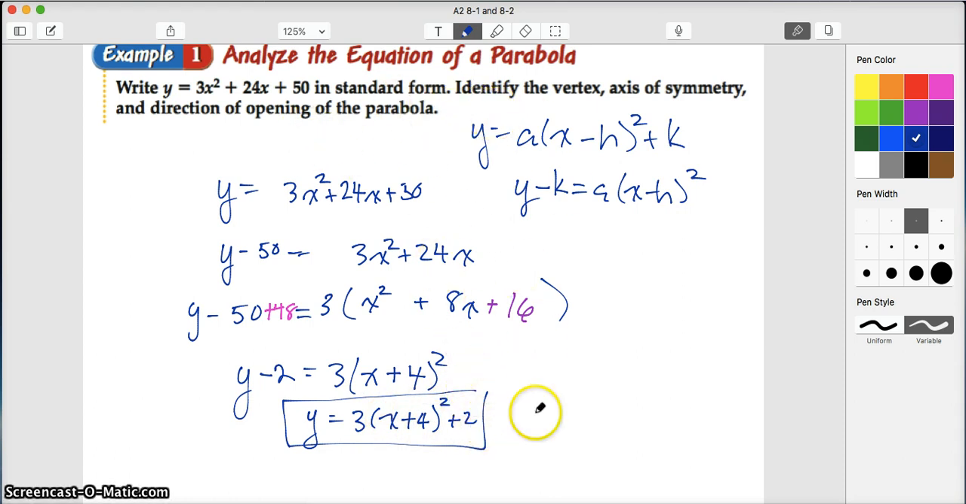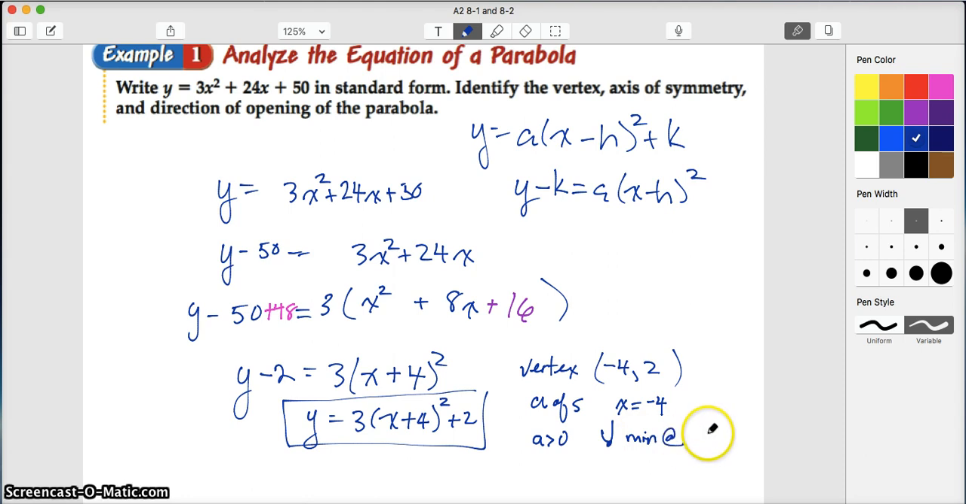So the first thing we need to do is identify the vertex. The vertex is going to be at negative 4, 2, right? Minus h gives me that, and the plus 4 gives me the minus 4. Good. And then the axis of symmetry is going to be x is equal to negative 4. And we know that my parabola, the a value is greater than 0, so it opens upward. We have a minimum value. They didn't ask us for the min value, but we have a min value at 2. So that's as low as it will go.